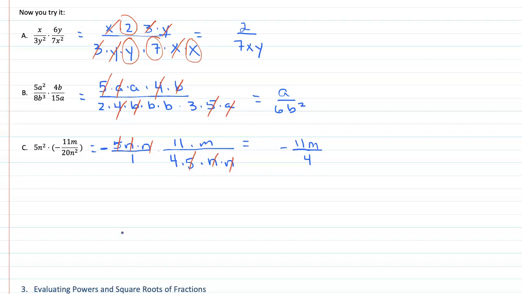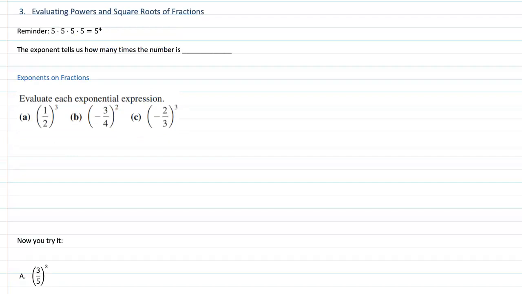Okay, now just a little reminder, we're talking about evaluating powers and square roots of fractions. So the rules apply just the same that we've talked about with powers and square roots. But I just wanted to give you a reminder that 5 times 5 times 5 times 5 equals 5 to the 4th. Okay, so not 5 times 4, because that would be 5 plus 5 plus 5 plus 5. So make sure you understand this, that when you multiply something multiple times, that's what that power means. The exponent tells us how many times the number is multiplied. So make sure you have that straight. All right, so exponents of fractions.